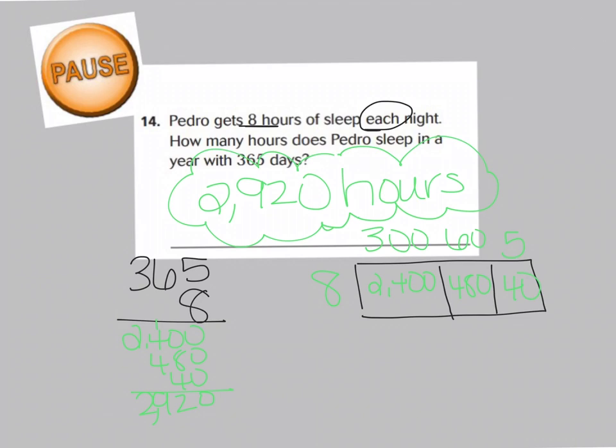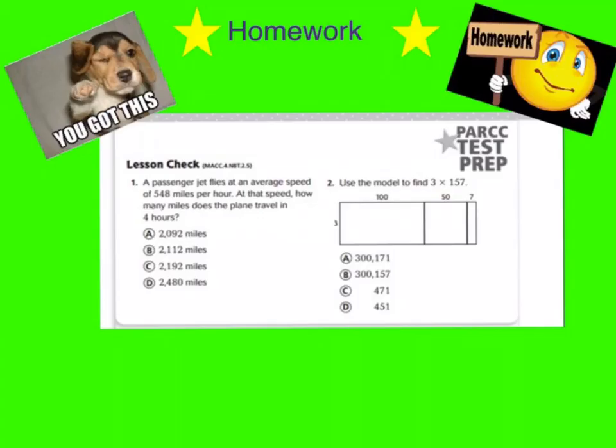All right, go ahead and check your work, mathematicians, and go ahead and check out my box model. I know that 365 is broken up in expanded form, 300, 60, and 5. I multiplied to get my partial products, added them to get my final product, and I found out that Pedro sleeps 2,920 hours in a year that has 365 days. So go ahead and check your math. If you did not get it correct, go ahead and find out where your mistake was. And if you still have questions, we're happy to answer them tomorrow for you in class.